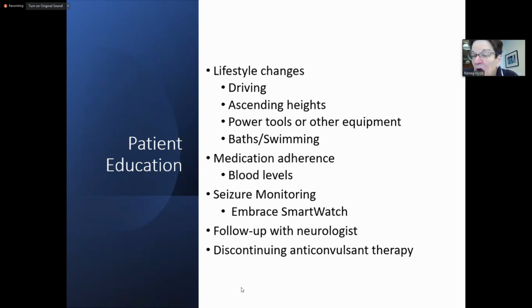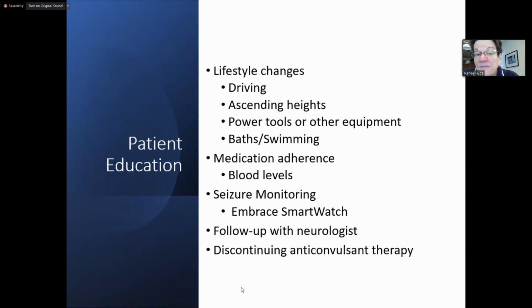And if they are driving and the insurance company finds out about that and they have a seizure and cause an accident, their insurance company does not have to cover any of the payment for that accident. Now, if they have a commercial driver's license, usually it's seizure-free for a year.